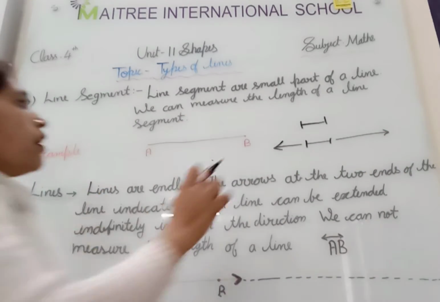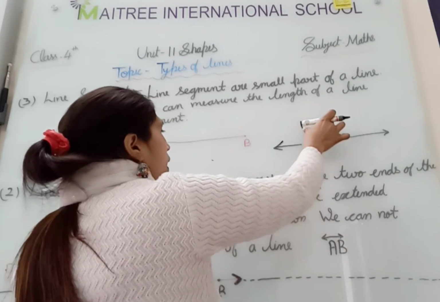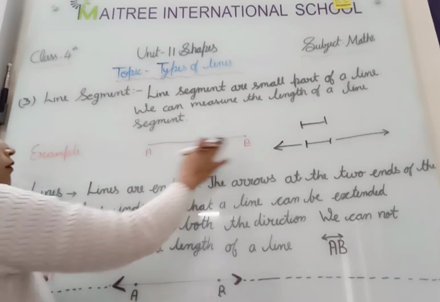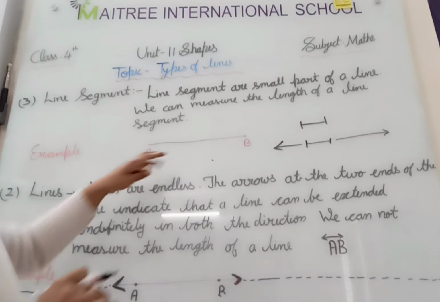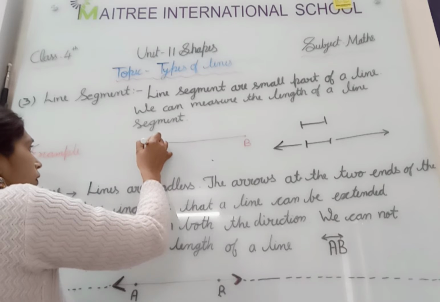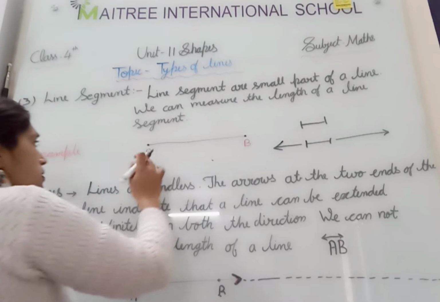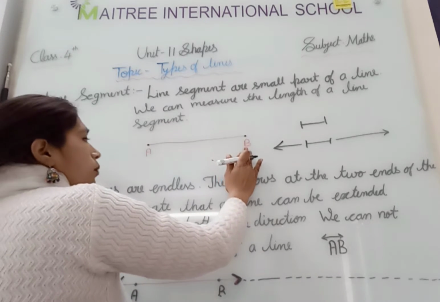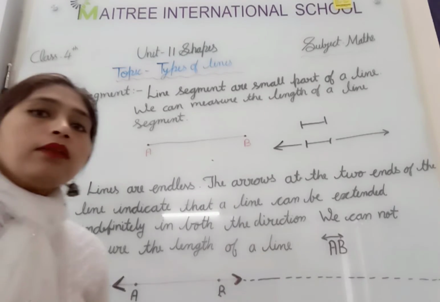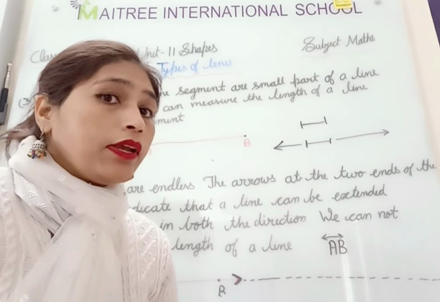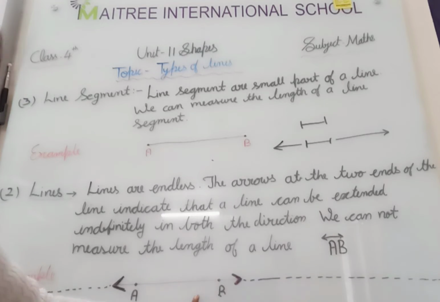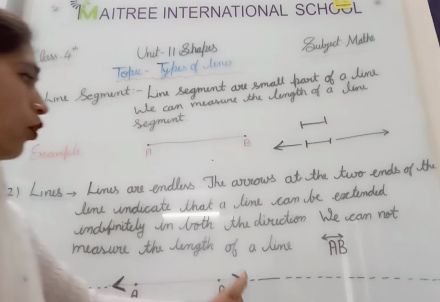What is a line segment? A small part of a line. This is called the line segment, and it doesn't have any arrow. That's why it has a fixed length. It has a fixed length, and both the ends have points. It has a starting point and it has an end point also. So we can measure the line segment. We can measure the line segment, but we cannot measure the line. A line we cannot measure because there is no starting point and no end point.